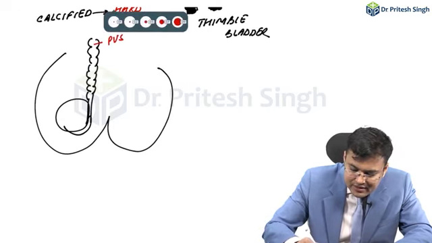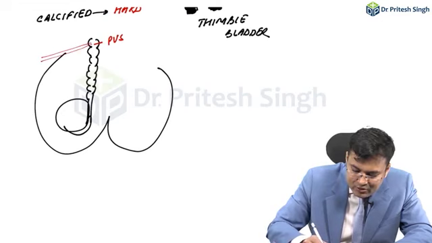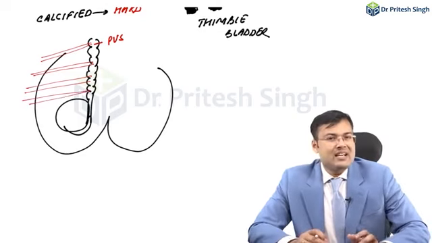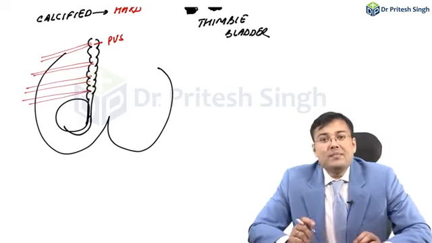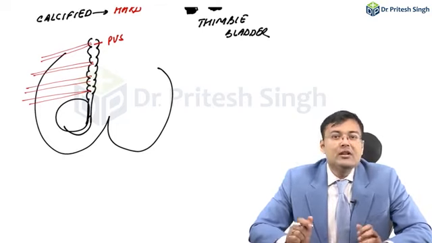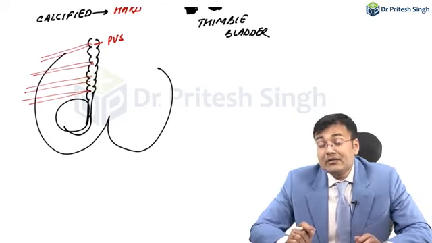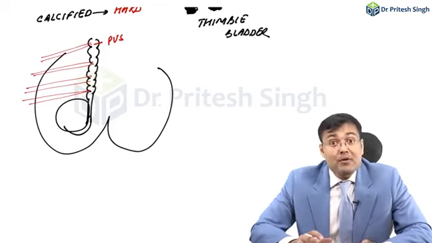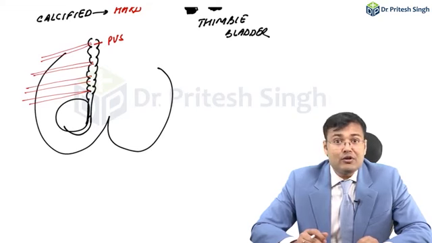Now this pus will find its own track outside. So what? If you are going to examine the scrotum, there are multiple discharging sinuses via scrotum. So what? Beaded appearance of vas with multiple discharging sinuses via scrotum is characteristic feature of tuberculosis. So these are important questions frequently asked about tuberculosis.